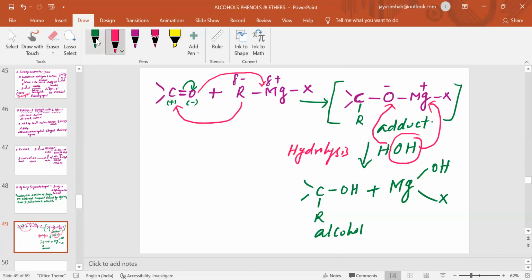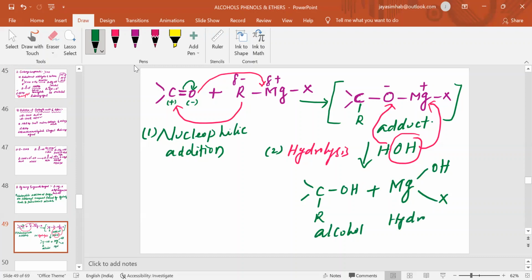Second step. So this step is called nucleophilic addition, you can say. This one is the first step. This is the second step, hydrolysis, and you got the alcohol and hydroxy magnesium halide.